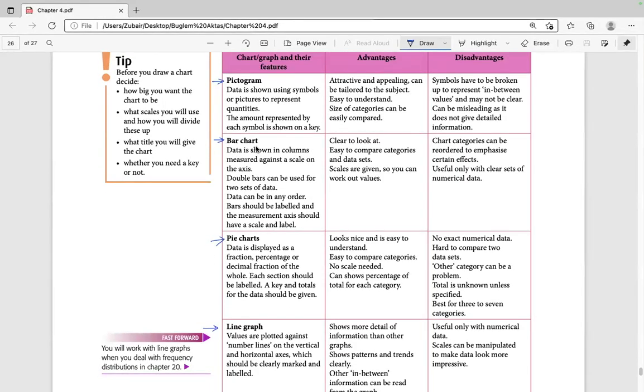Now, bar charts. Clear to look at, easy to compare: which one is the most, which one is the least. Scales are given so you can work out values. Disadvantage: chart categories can be reordered to emphasize certain effects, and it is useful only with a clear set of numerical data. As compared to the pictogram, even if we don't have the exact data, which we just did, Chinese, Indian, we just had the colors and there was no number, but we can make a fair comparison.